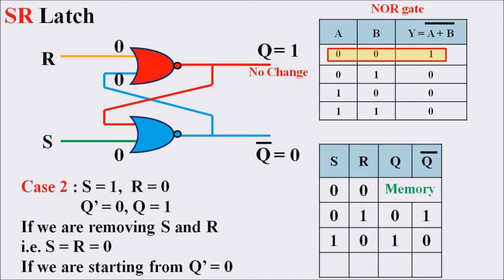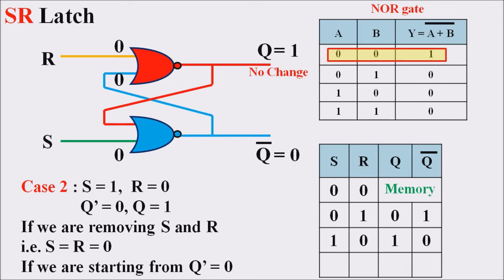This means that if we are removing the values of S and R, then the values of Q and Q complement remain unchanged. That is, we can store that particular value until a new set of input signals is given. So my dear students, the 0, 0 condition in an SR latch always yields the memory condition. 0, 1 results in Q as 0 and Q complement as 1. 1, 0 yields Q as 1 and Q complement as 0.